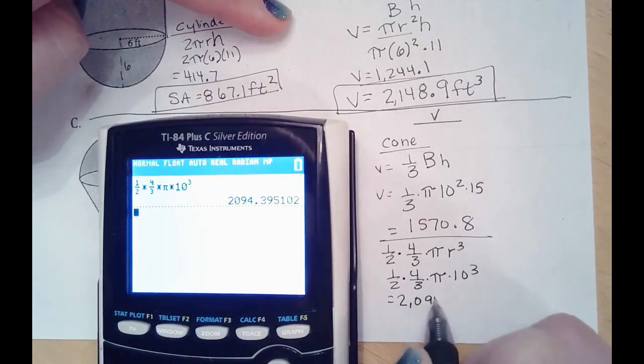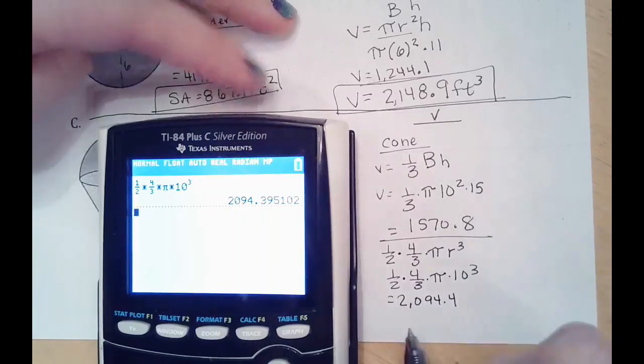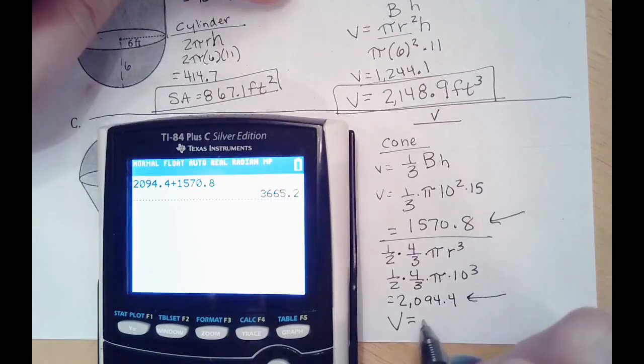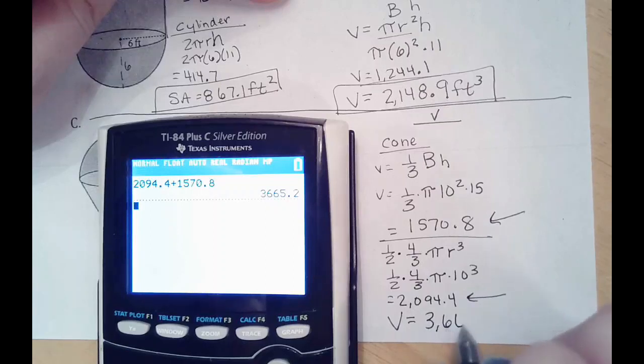Okay, our entire volume of this whole snow cone looking composite figure is adding these two pieces together. So 2,094.4 plus 1,570.8. Our entire volume is 3,665.2. We're using yards, and it should be cubed since it is volume.